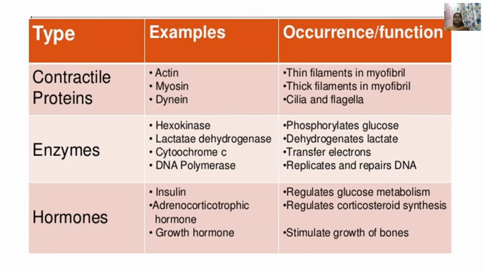As hormones, insulin, as I told you, regulates blood glucose level in the metabolism of glucose, and adrenocorticotropic hormone regulates corticosteroid synthesis. The growth hormone stimulates the growth of the bones and has a role in cell division.